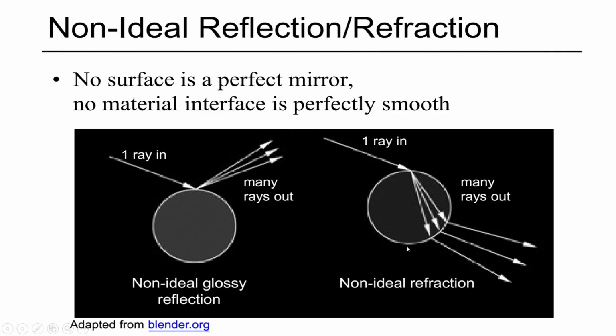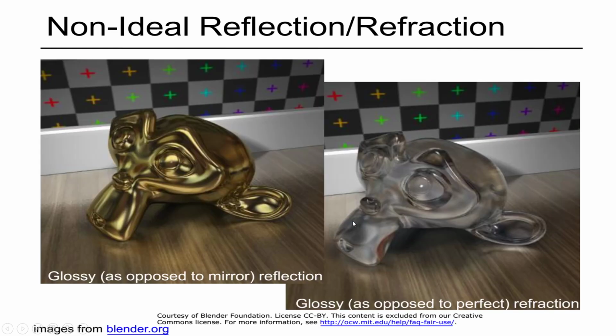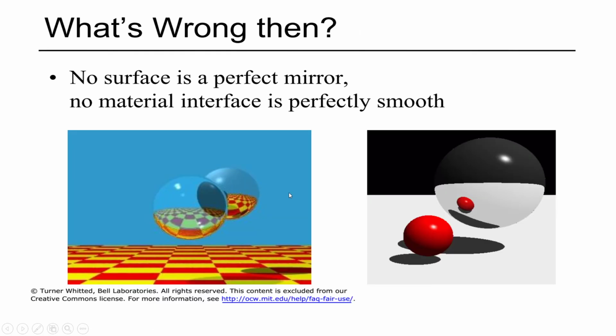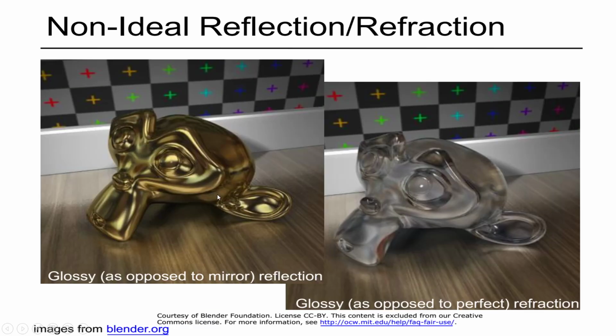The use of glossy reflection and refraction results in a more realistic looking effect as seen here. As you can see, this looks a lot more realistic than the one we showed before. This particular reflection and refraction, those were not realistic, but this one seems a bit more realistic because this actually simulates what real world objects look like.